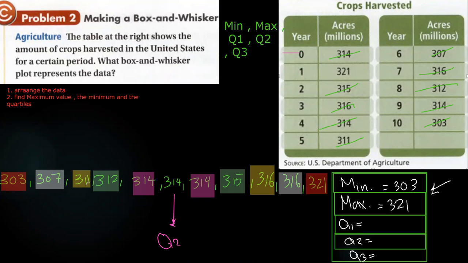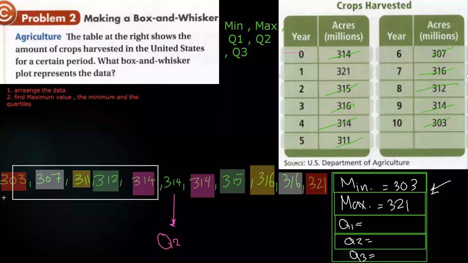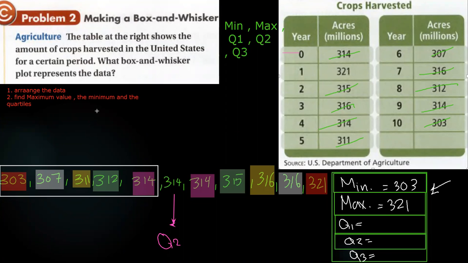314. This is here, Q2. Now after I found Q2, I need to find Q1. How to find Q1? I have to go to the first bar of chocolate here. Now, which number cuts the data into two equal halves? 311. Bravo, 311. Here is Q1.